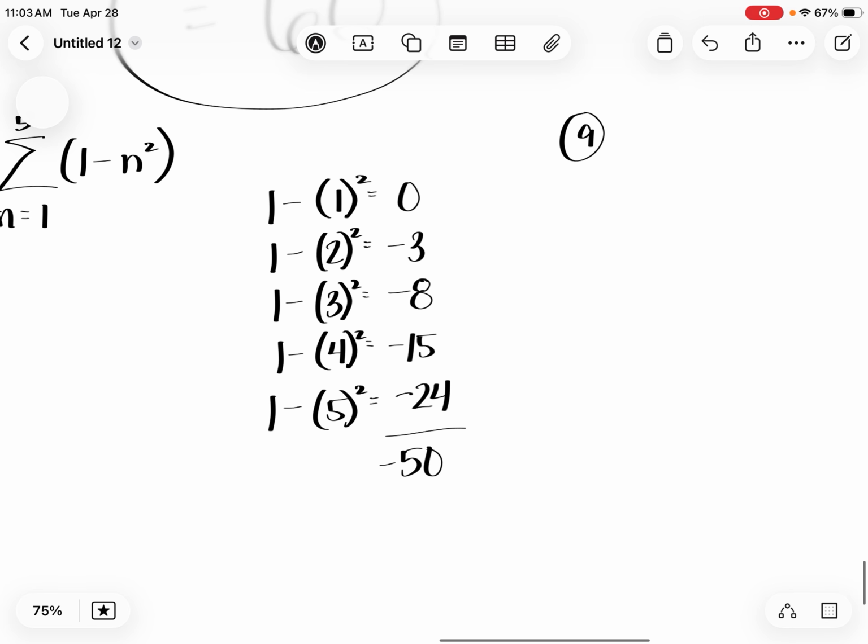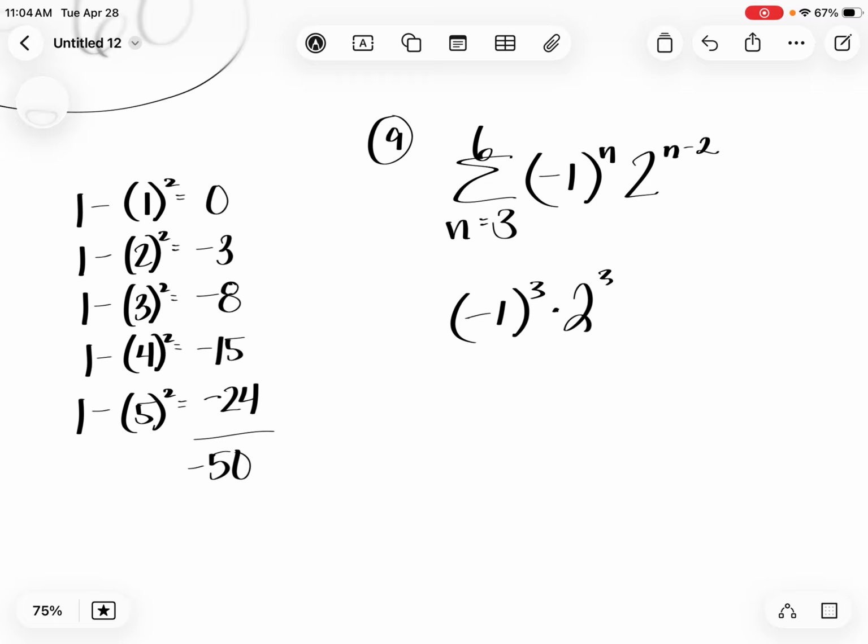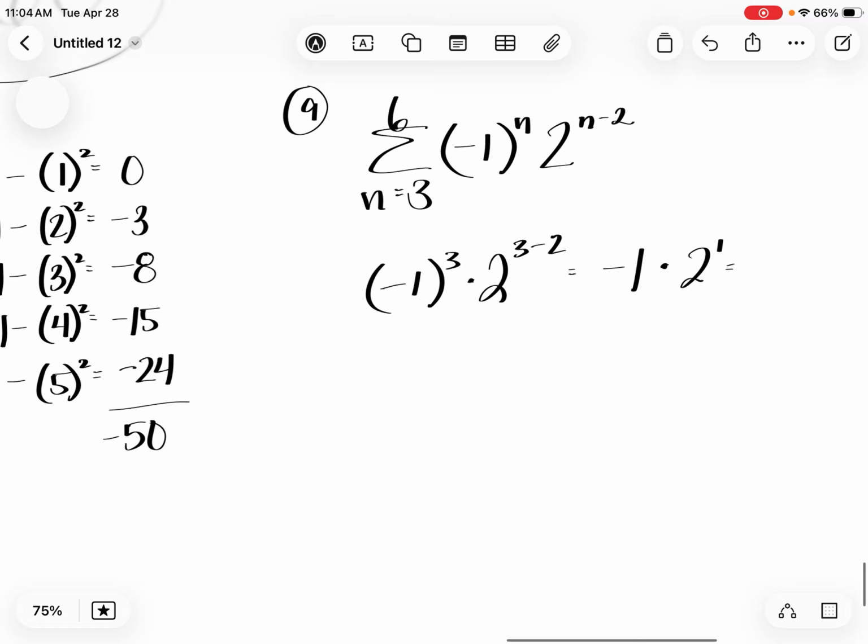Number 9. Notice the difference. We did not start at the number 1. We start at the number 3. So a little bit of a difference there. So negative 1 to the 3rd power times 2 to the 3 minus 2. So negative 1 to the 3rd power is negative 1 times, and then 3 minus 2 is 1, so 2 to the 1st. I would end up with negative 2.